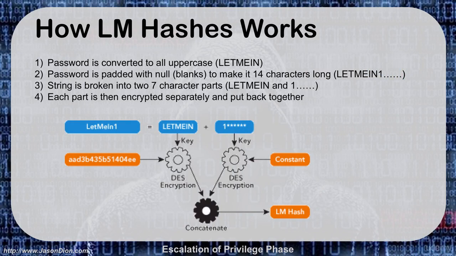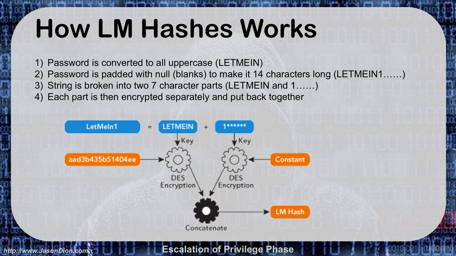Well, essentially you have a password, and it's converted to all uppercase. So let's use the code of let me in. The password is then padded with nulls or blanks to make it 14 characters long. So we have let me in 1 and then blanks. That string is broken up into 2 sets of 7. So we have let me in 1 and then 7 blanks. Each of those parts is then encrypted separately. We then push those back together with a truncation, and that gives us our LM hash.